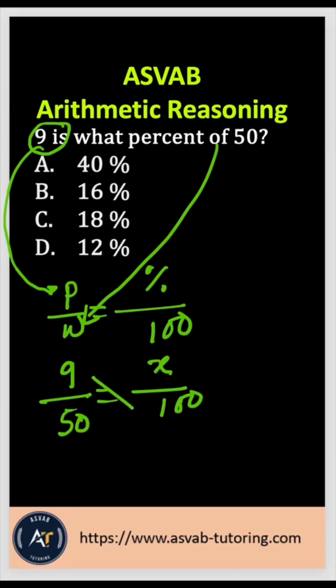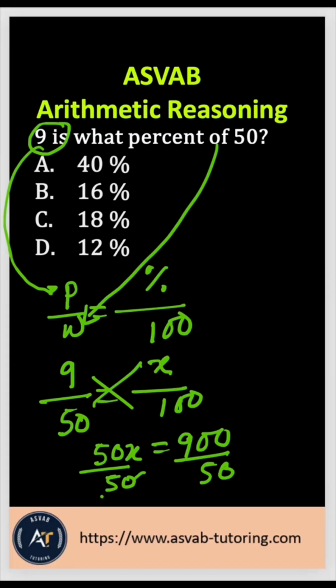Now what you could do is cross multiply, that gives you 50x equal to 900. Now divide both sides by 50. 50 cancels out here, and a 0 cancels out. So that gives you x equal to 90 divided by 5 equal to 18. So with that, the correct answer is option C.